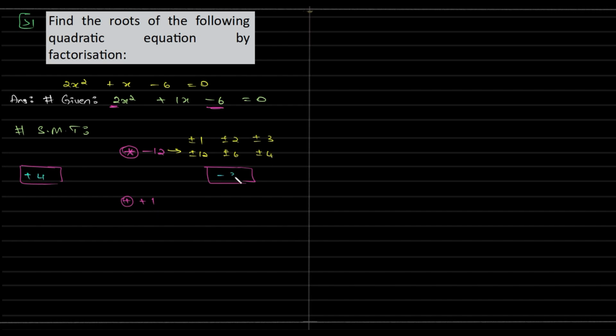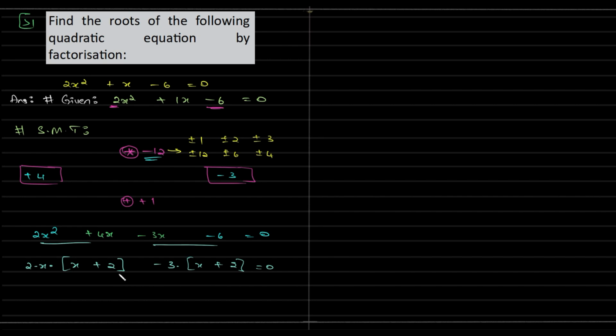Plus 4 minus 3 will give me plus 1, and the product of this will give me minus 12. So it sounds right. So now we have split the middle term. All we have to do is write it down. So everything else you need to copy, and in place of the middle term we are writing plus 4x minus 3x. So take common, we have 2x times x plus 2, and in between this minus 3 times x plus 2, which is equal to 0.